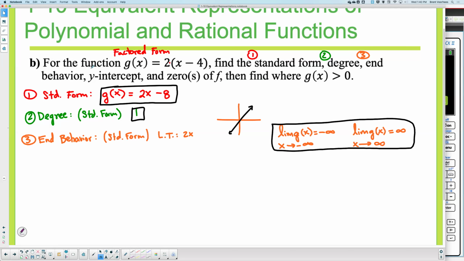Now we want to know the y-intercept. Okay, which form do we usually use for the y-intercept? Standard form. And again, to find a y-intercept, you just plug in 0. So it's going to be g of 0 equals, if I plug in a 0, everything cancels but the constant, which is -8.